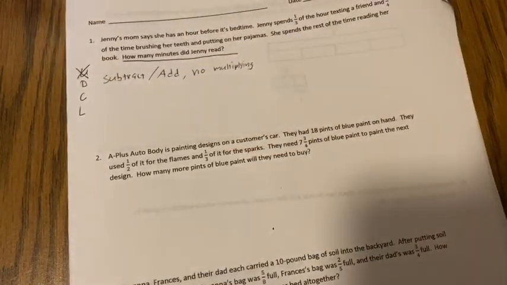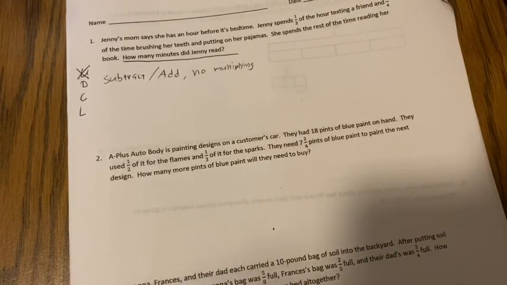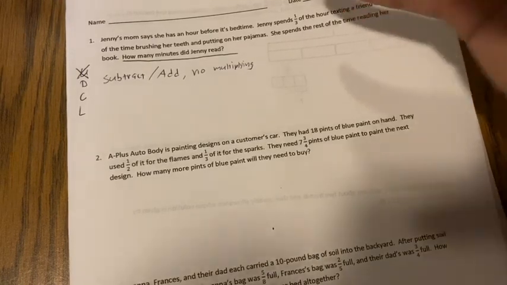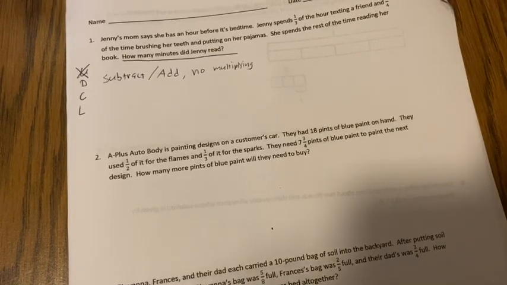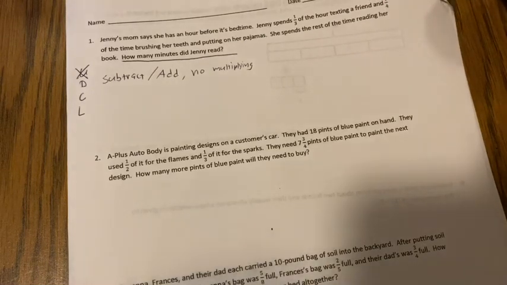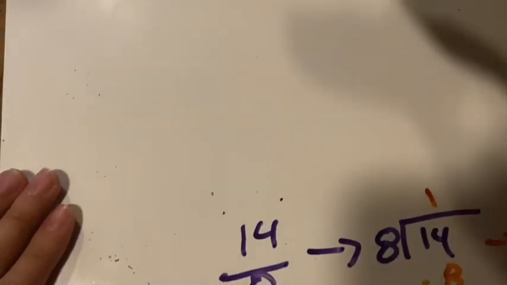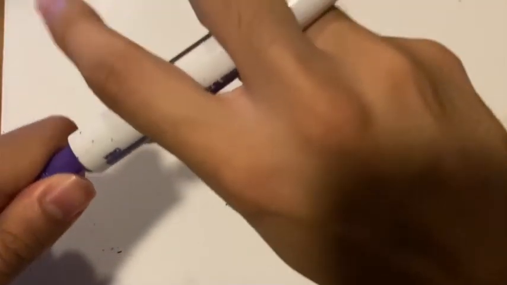Now let's move on to my C, the continuation of the plan. This is when you should really think about the question, read it again if you need to, all right? So I'm going to read it again because I'm a little bit confused. Jenny's mom says she has an hour before it's bedtime. Jenny spends a third of her hour texting and a quarter of the time, one-fourth of the time, brushing her teeth and putting on her pajamas. So you know what, everybody? One way I want to think about this one, and maybe it makes sense for you all as well, is I'm going to make a tape diagram.